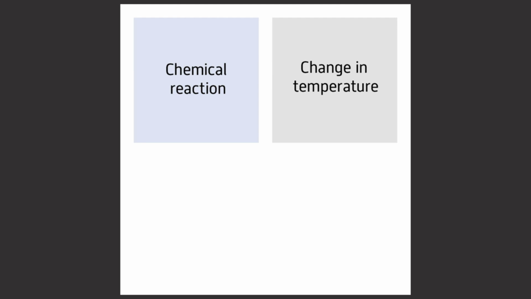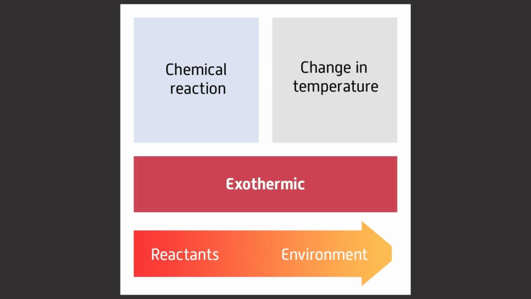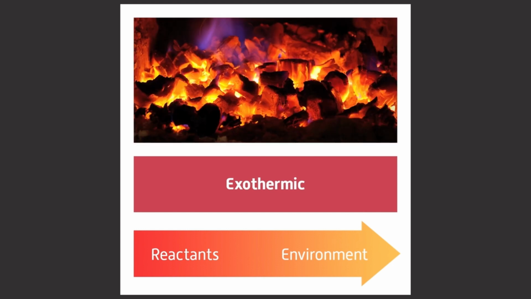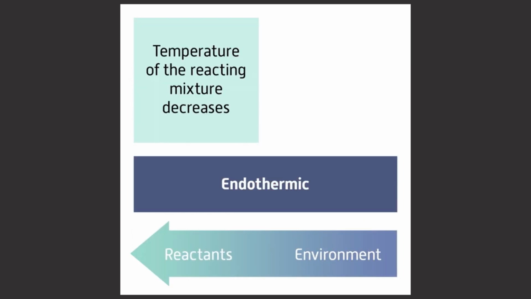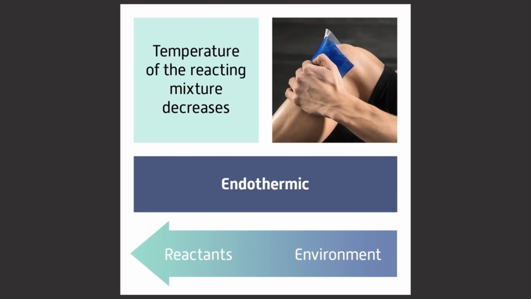One sign that a chemical reaction has taken place is a change in temperature. Some reactions are exothermic, which means that thermal energy has been transferred from the reactants to the environment, causing an increase in temperature. An example of an exothermic reaction is the combustion of fuels. In endothermic reactions, thermal energy is transferred from the surroundings to the reactants, and the temperature of the reacting mixture decreases. Endothermic reactions are used to make cooling packs to treat injuries.